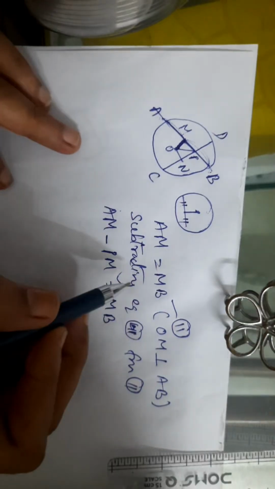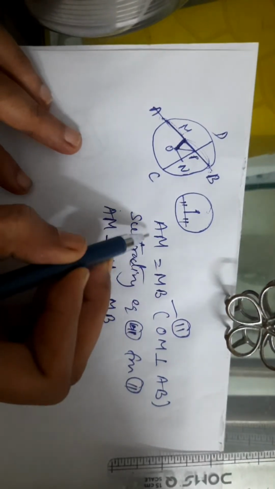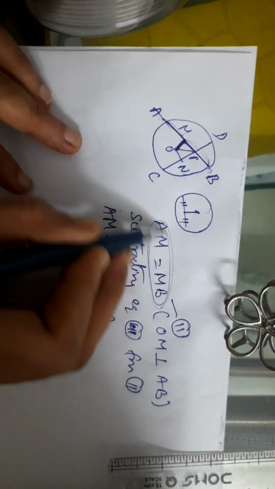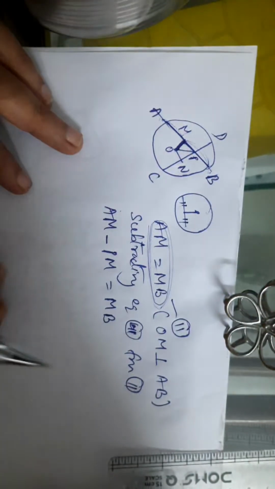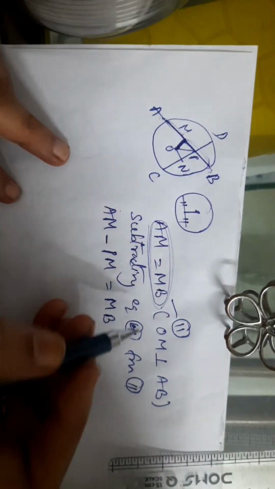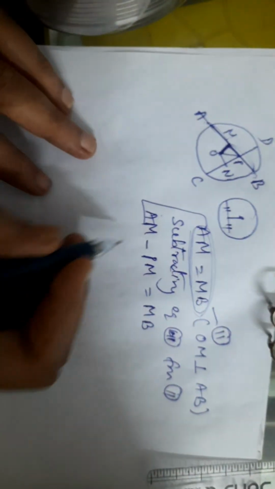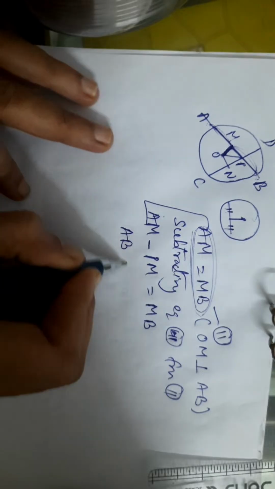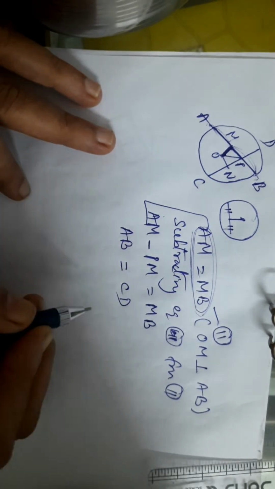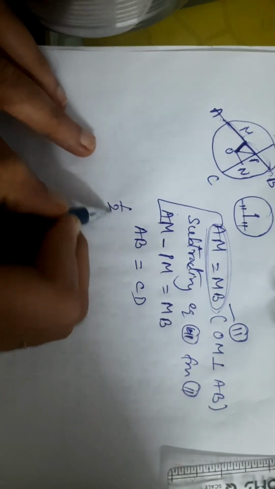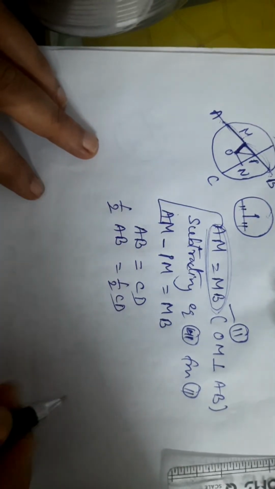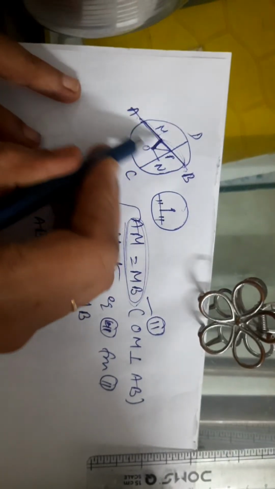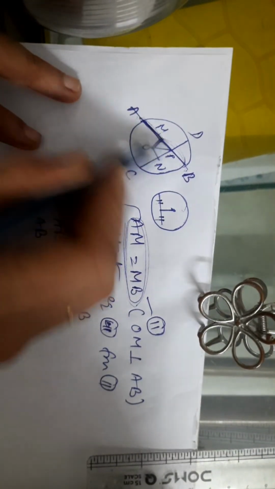And the same way, here I took only a single chord. Instead of that we need to compare both the chords to get the parts to be equal. So when chords were equal, once again I am repeating this step. When chords were equal, AB is equal to CD, their halves will also be equal. Half of AB will be equal to half of CD. Now what about half of AB? Half of AB is AM because the perpendicular divides the chord into equal halves.